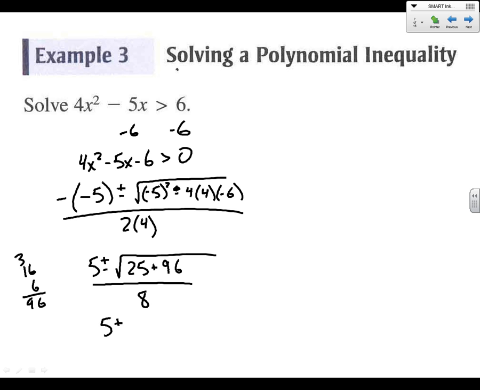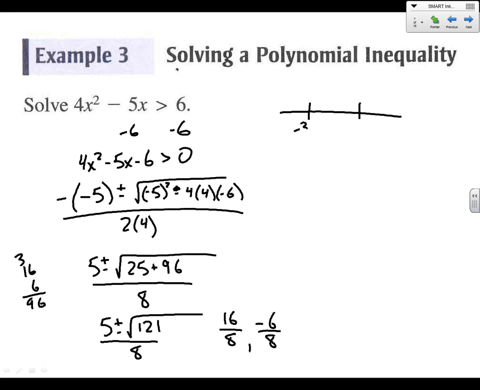5 plus or minus the square root of 121 over 8. Square root of 121 is 11. 5 plus 11 is 16 over 8. 5 minus 11 is negative 6 over 8. So our solution set here, we're going to check the regions between -3/4 and 2, which is what those fractions reduce to.